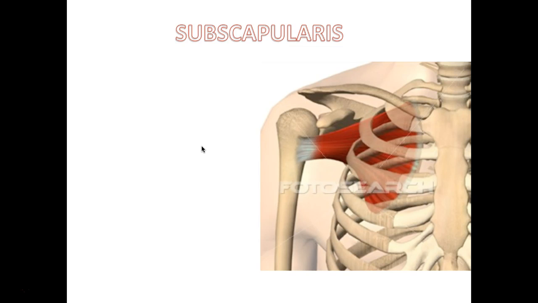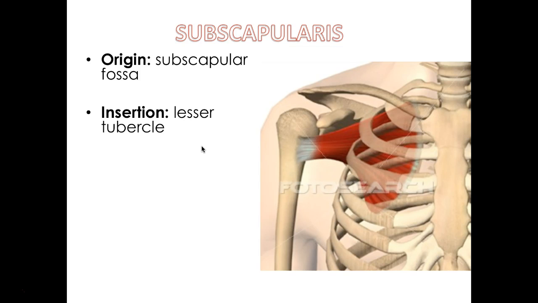Next we have subscapularis, and this one is the last one of our rotator cuff muscles. It's going to originate from the subscapular fossa, and that's why we have this anterior view of it. And it wants to go over to the greater tubercle, but there's just no space left. So it's going to go over to the lesser tubercle, which is located more anteriorly anyway.